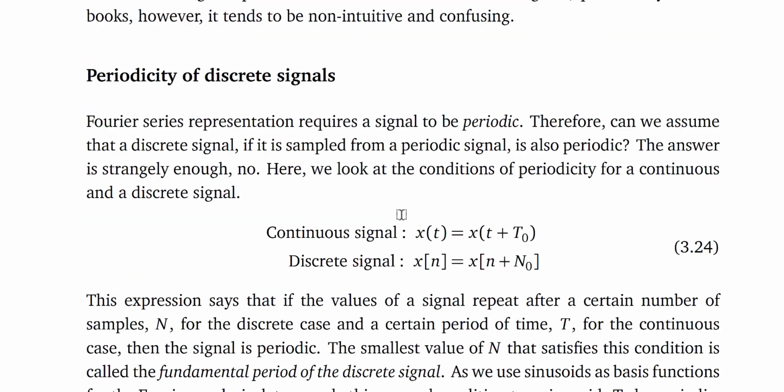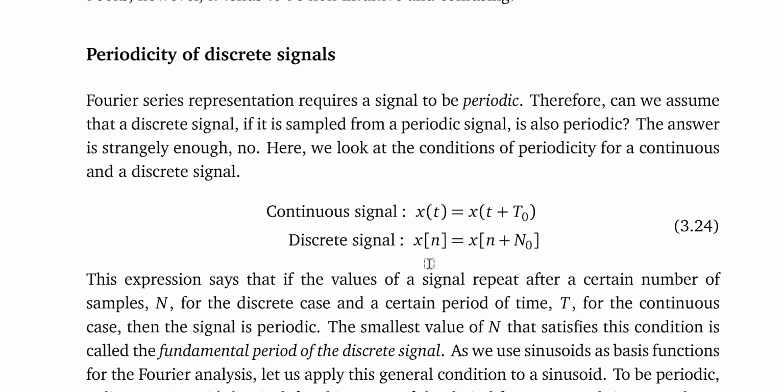Now we look at the periodicity of discrete signals, because we're talking about Fourier series, so we're talking about periods of things. And here x of t is defined as periodic if we can find some t0 such that when the signal has moved to t plus t0, we get the same signal back. Same thing with a discrete signal. If there's a certain number of samples that have been traversed and we get the same signal back, then that discrete signal is periodic.